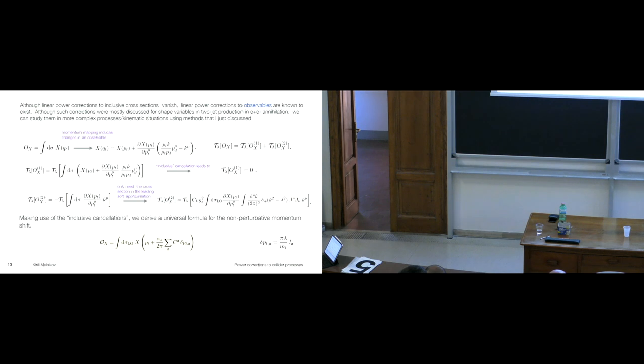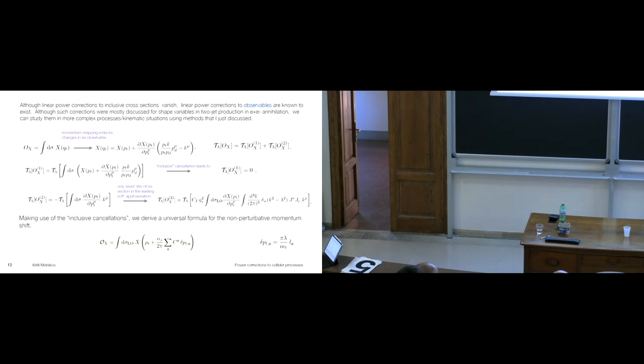Since I only work to next to leading power, there will be a next to leading power coming from this cross section d sigma multiplied with the original function X, and we have just discussed that these contributions will all cancel. All these contributions will just cancel out, and then there will be a second contribution where you don't do anything to this cross section, but you expand the observable. And these contributions will not cancel because they're new.